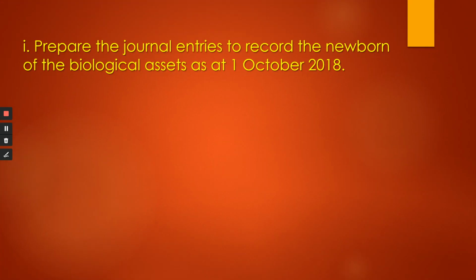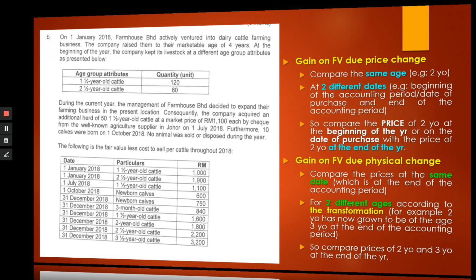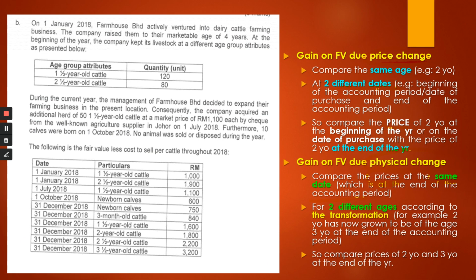But if you look at the first requirement, you are asked to record the newborn of the biological asset as at 1st of October. So if you read the question, you will see that there are 4 different age groups, where what I'm going to do is list them. This is the first one. You have 1.5-year-old and 2.5-year-old. This is the first and second. This is the one that is available at the beginning of the year, 1st of January 18.